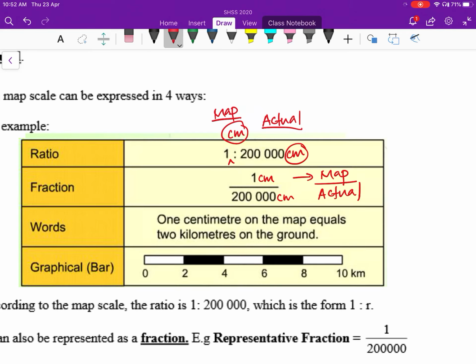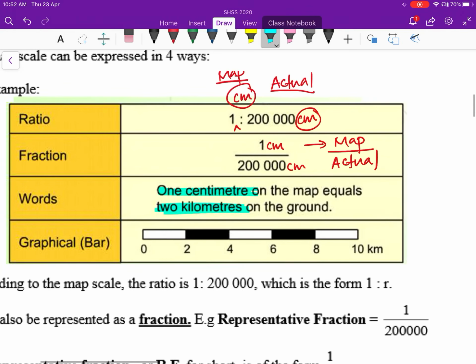They can also write it in words. They will tell you 1 cm on the map represents 2 kilometers on the actual real ground. Lastly, they will give you a diagram, this black and white diagram. This is a little bit more difficult to navigate because you have to take your ruler and measure how long this is on the map. Then you say, oh, 1 cm represents 2 kilometers because this is in kilometers. The graphical one is a little bit harder to interpret.